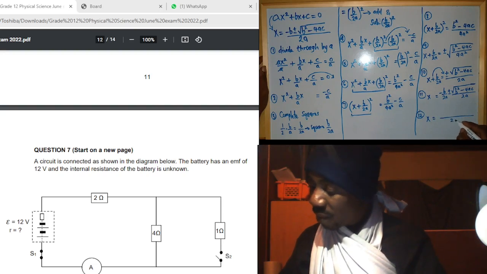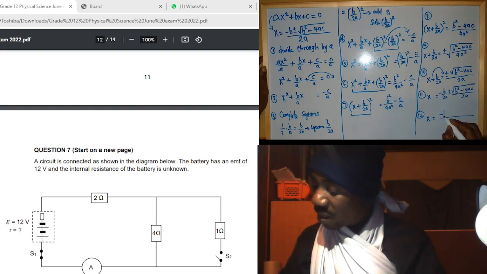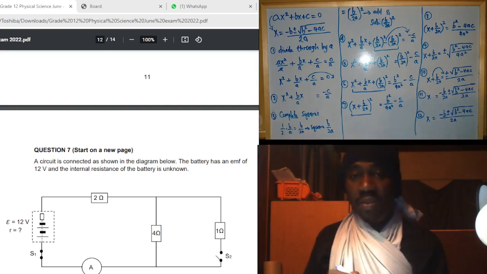So you have 2a. 2a divided by 2a is 1. 1 times negative b remains negative b, plus or minus 2a divided by 2a is 1 times this. So that remains the square root of b squared minus 4ac, which is the quadratic equation.